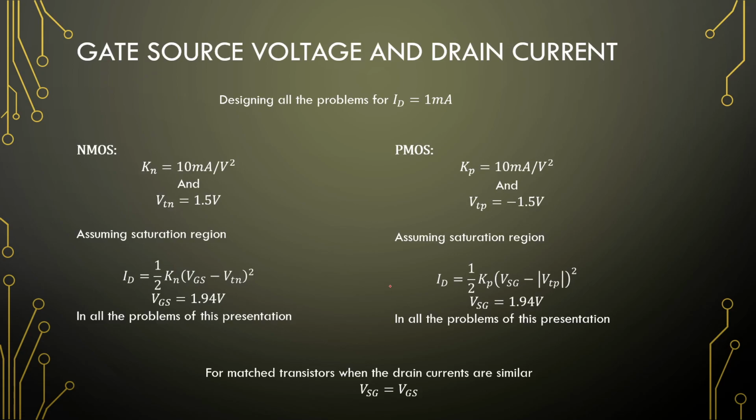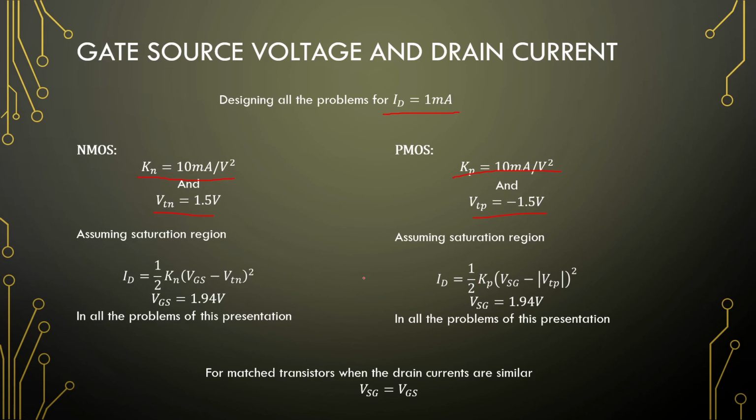Right, so firstly we are going to use a matched NMOS and PMOS. Typically you match your NMOSs and PMOSs in chip applications using your widths and lengths, so they are similar, and in a process your VTN and VTP will be equivalent and the VTP will just be negative. In all of the problems we will be designing for a drain current of 1 milliampere. We will use a transconductance parameter of 10 milliamperes per volt squared for both transistors and a VTP of 1.5 volts.